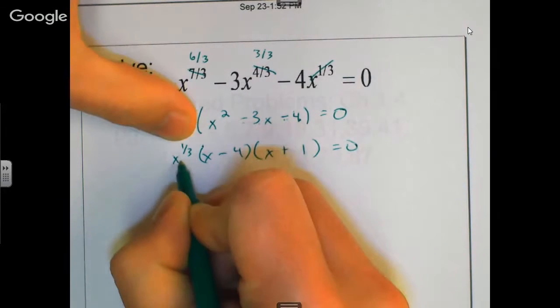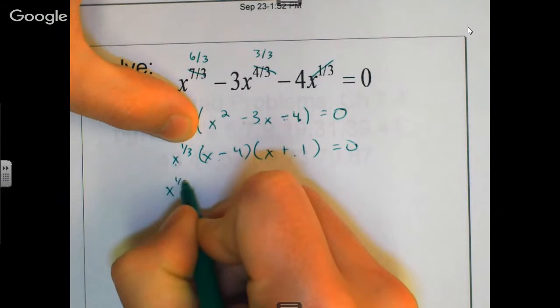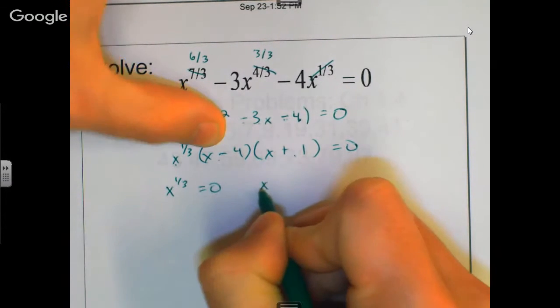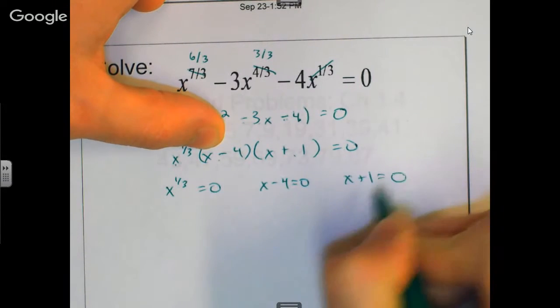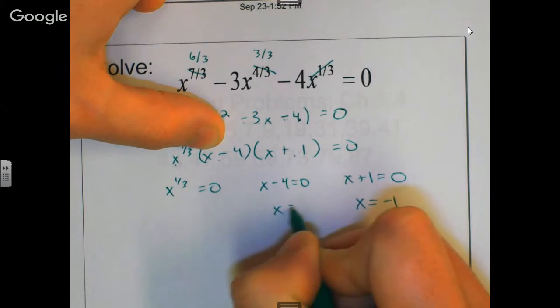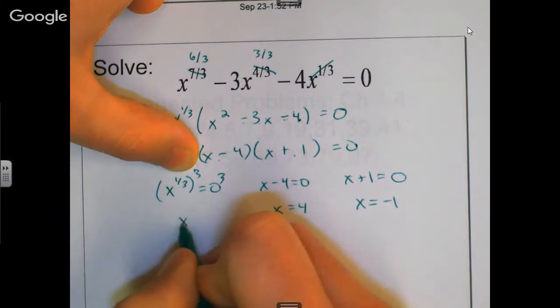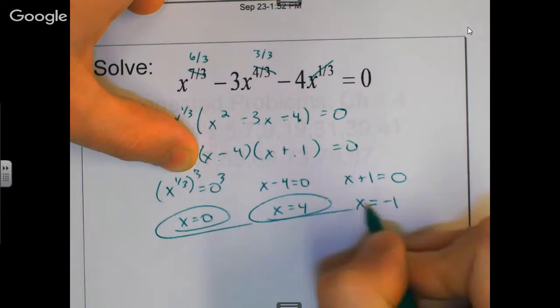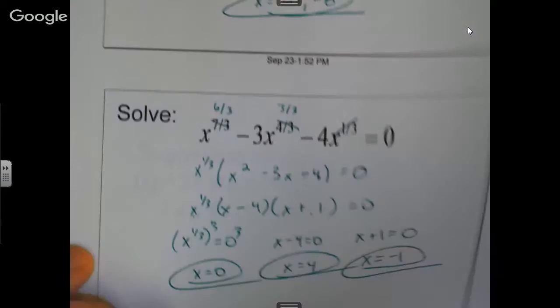But I also have this. I got to keep it there. So we'll take each one of these factors equal to 0. So x equals negative 1, x equals 4, and this is the third, x equals 0. So I've got 3 different answers there.